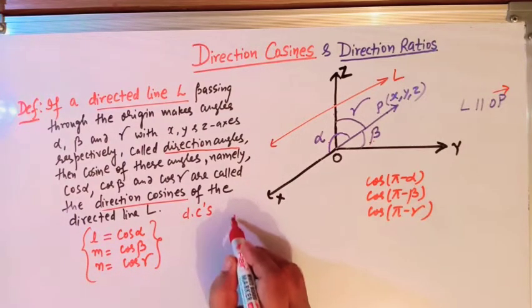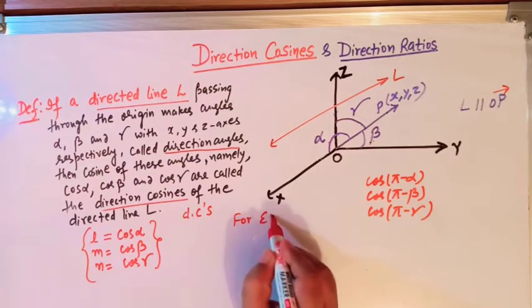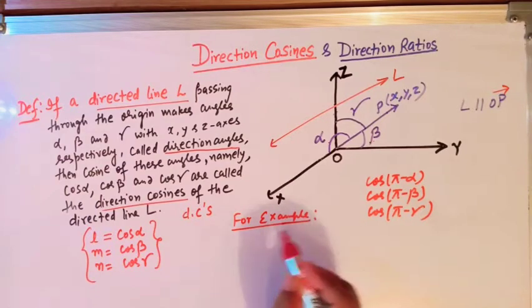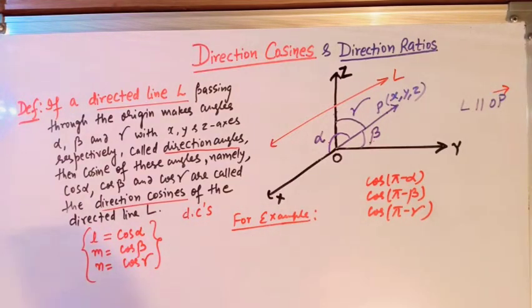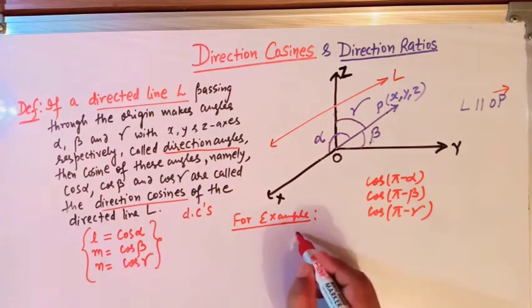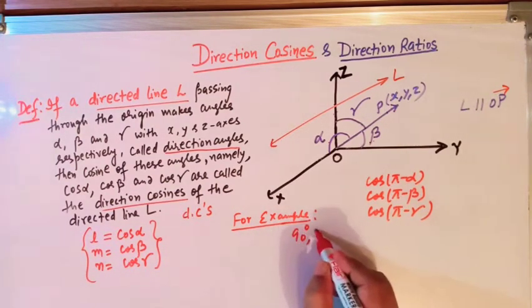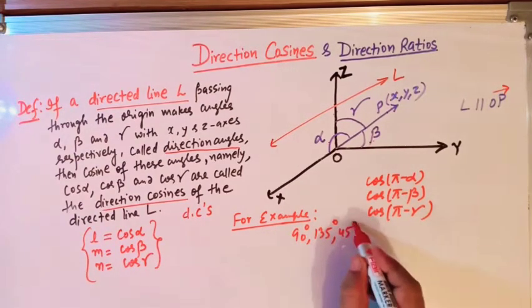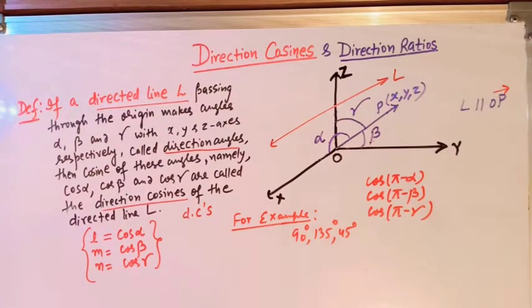For example, suppose we have a line in space which makes angles of say 90 degrees, 135 degrees and 45 degrees with the positive direction of the x, y and z axes, then what will be the direction cosines of that line?